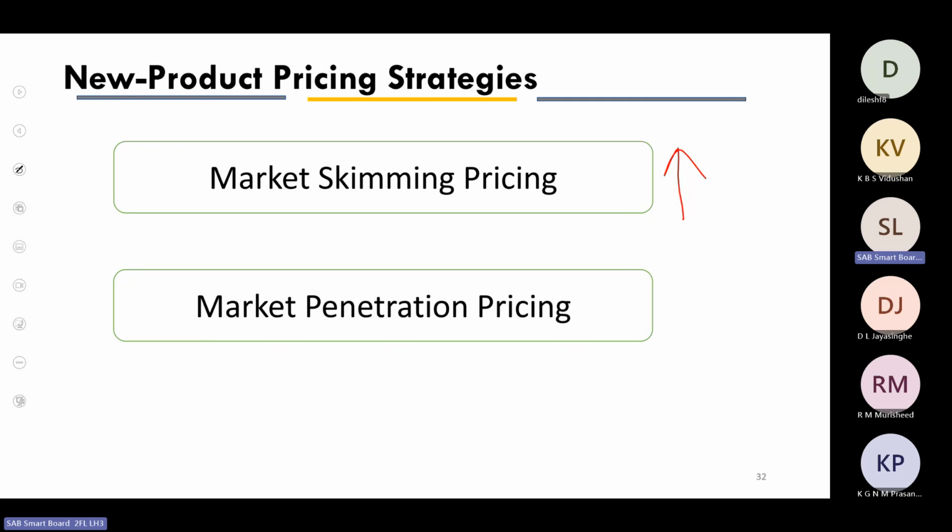Market skimming means charging a high price compared to the other products or competitors' prices in the marketplace. So under which conditions or situations can we go for the high price?